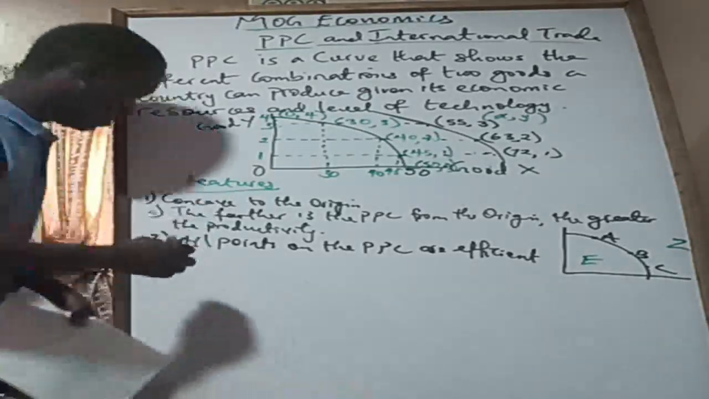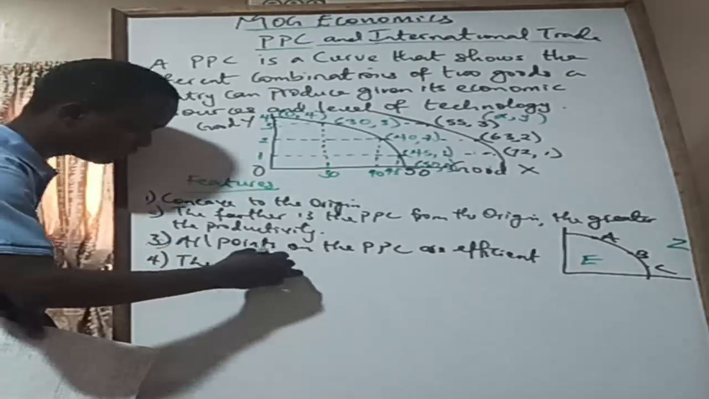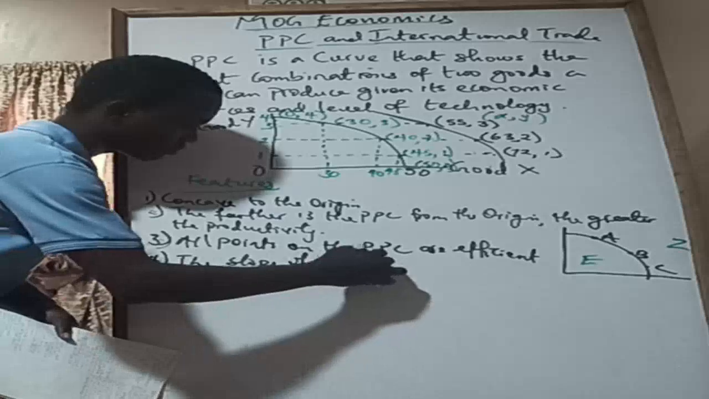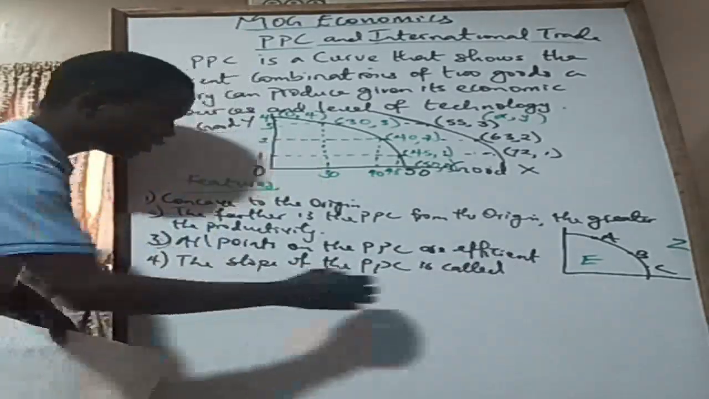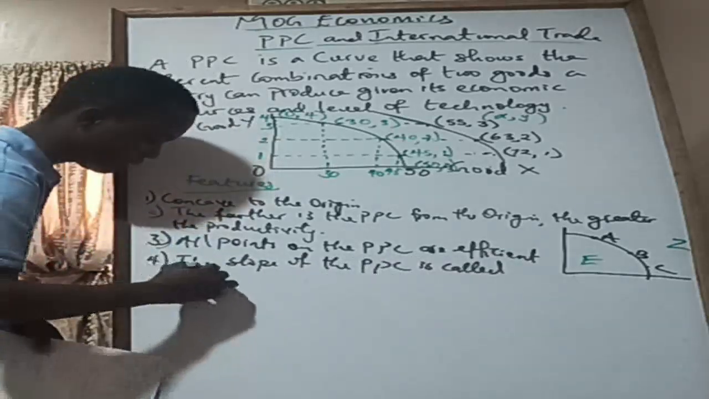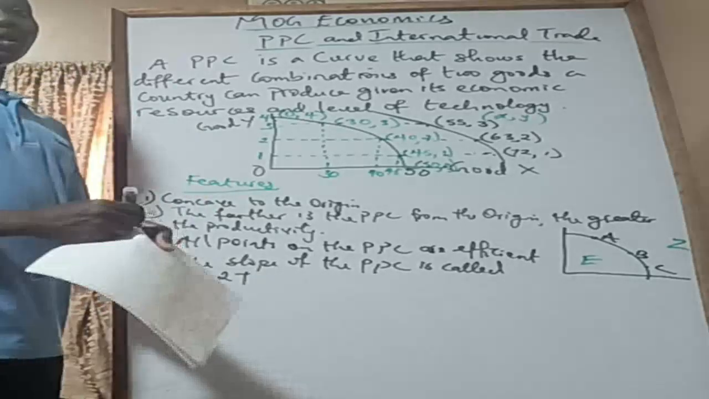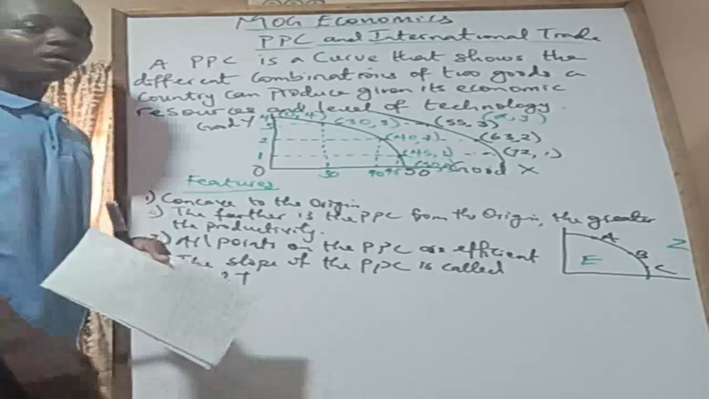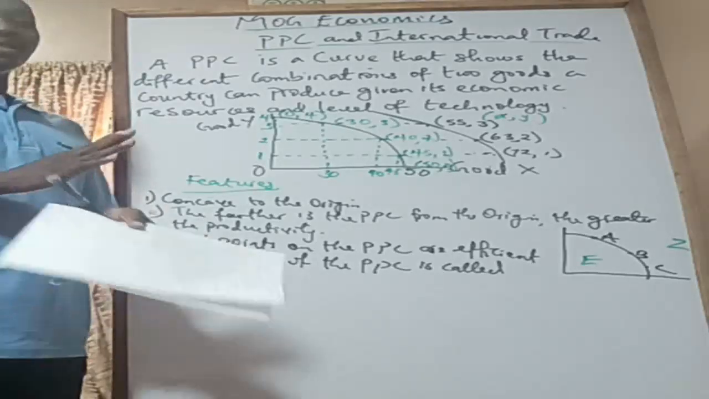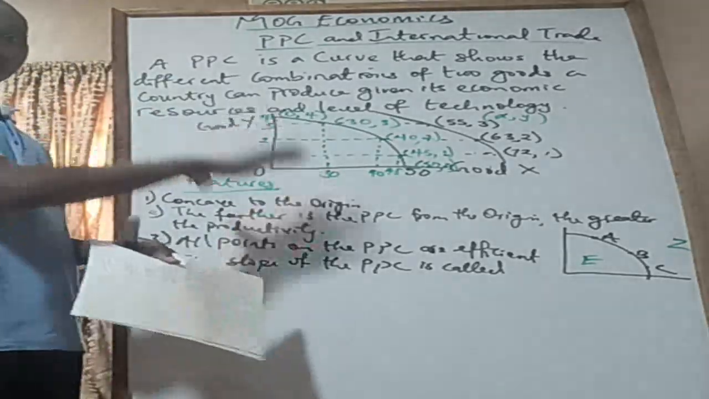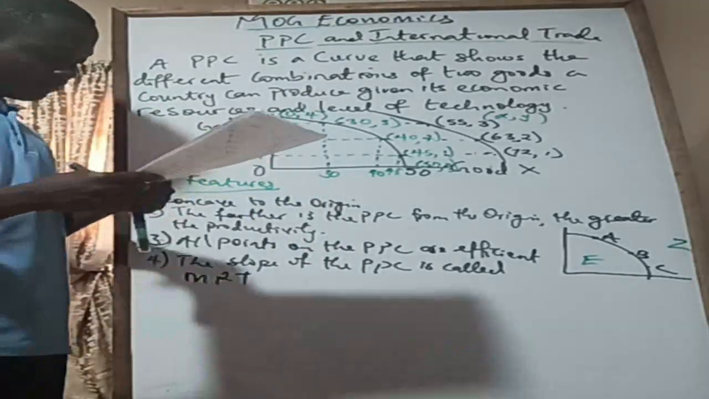Now this slope, the slope of the PPC, is called the marginal rate of transformation, MRT, the marginal rate of transformation. So in case I ask you to calculate the slope of the PPC, or calculate the marginal rate of transformation of the PPC, it is simply saying that you calculate the slope, right? Is there anything that I may have left?